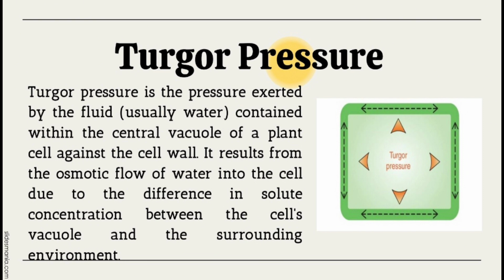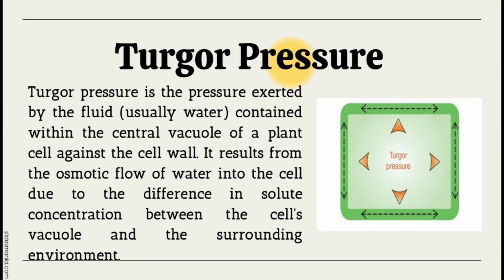So, turgor pressure is like the internal push in a plant cell, created by water moving into a large storage area called the central vacuole. This pressure helps the plant stay upright, keeps its shape, and take in water and nutrients efficiently.